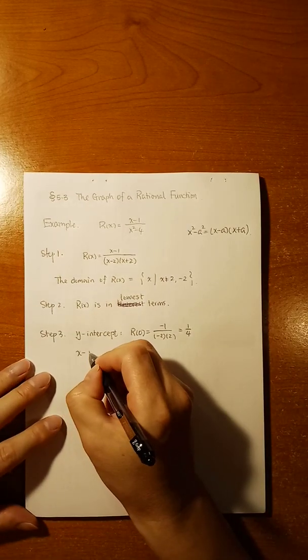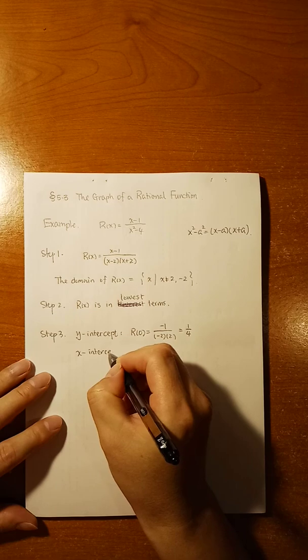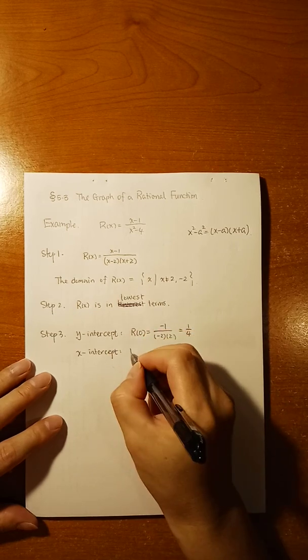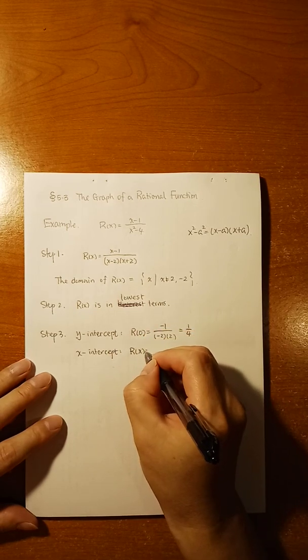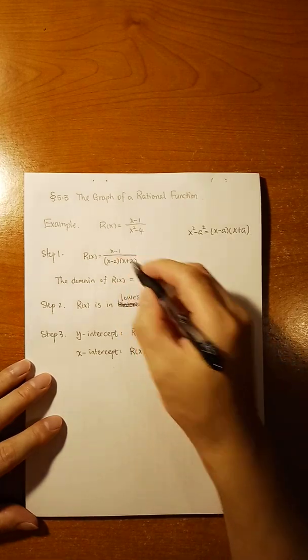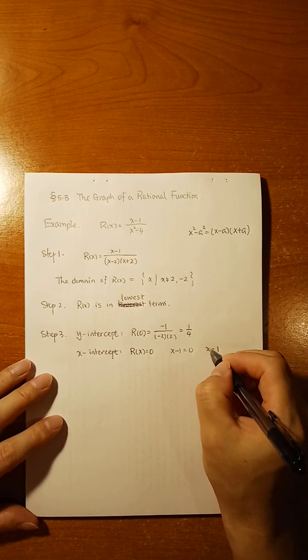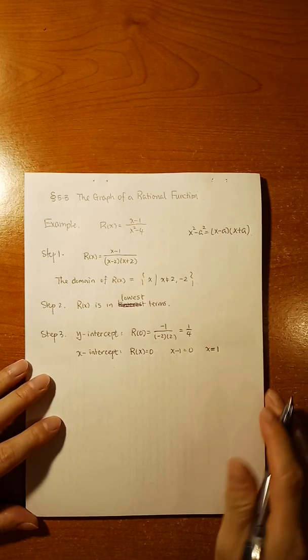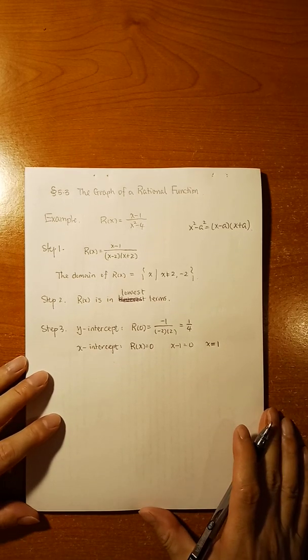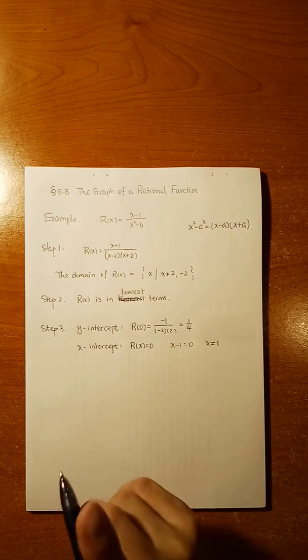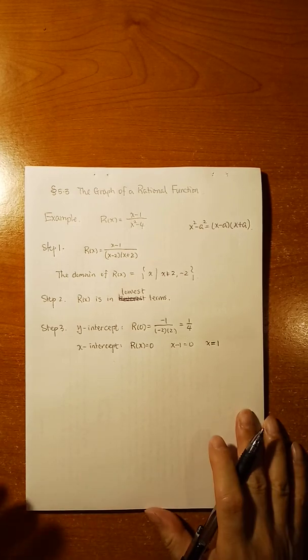The x-intercept is a solution of R of x equal to 0. In other words, the numerator is equal to 0. So x is equal to 1. This is an x-intercept. So there's only one x-intercept.